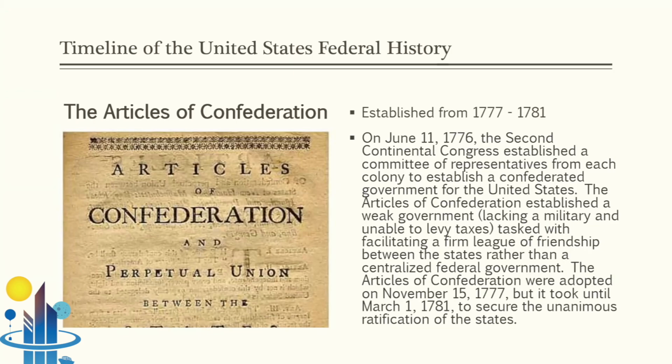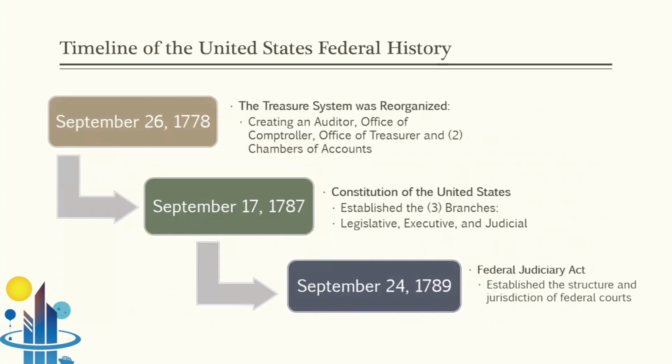The Articles of Confederation was adopted on November 15, 1777, but it took until March 1st, 1781 to secure the unanimous ratification of the states. From September 26, 1778, the treasury system was reorganized. It created an auditor, office of comptroller, office of treasurer, and 2 chambers of accounts.